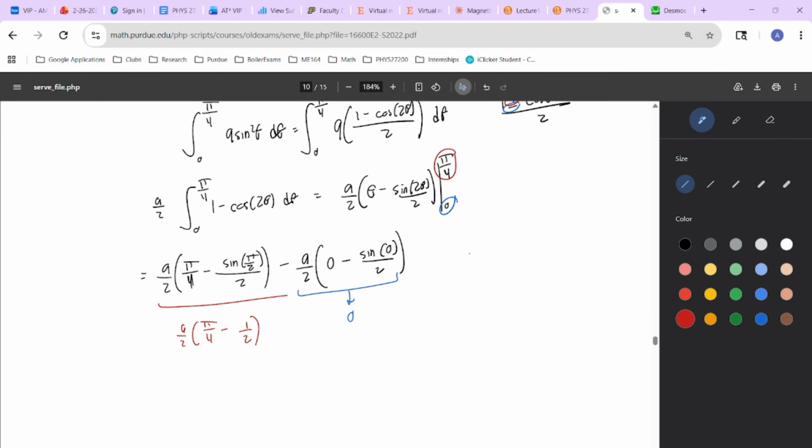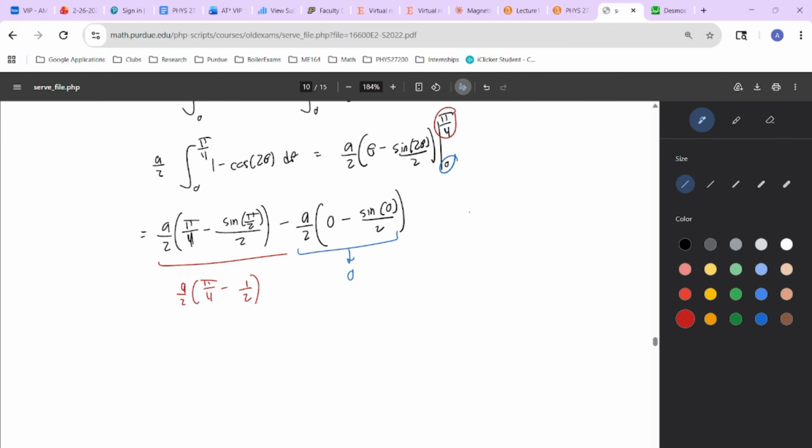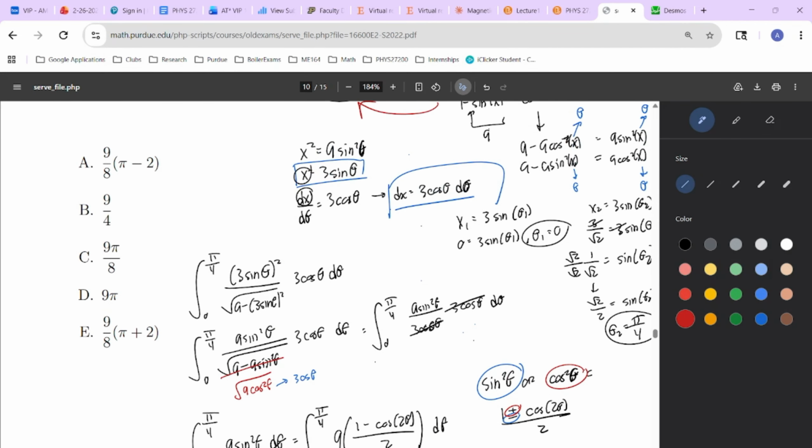Yes, 1/2. But to suit our answer choices, this can be better written as 9 over 8 multiplied by pi minus 2, and this does in fact match one of our answer choices. That would match answer choice A.